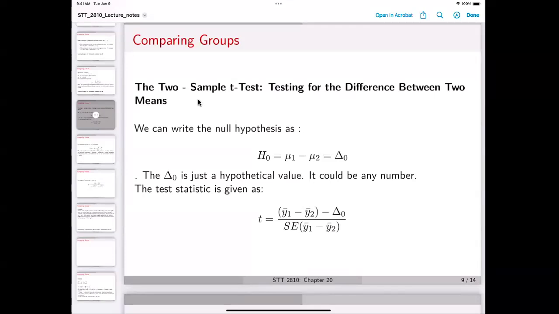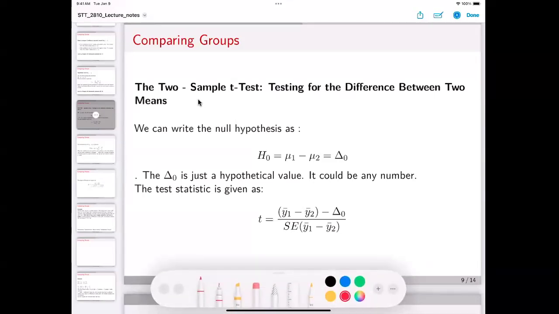So usually we write the null hypothesis as this, where this sign here is just to represent any arbitrary number. So for example, it could be 0, it could be 2, it could be anything. Is that okay? And then the alternative hypothesis depends on the problem.